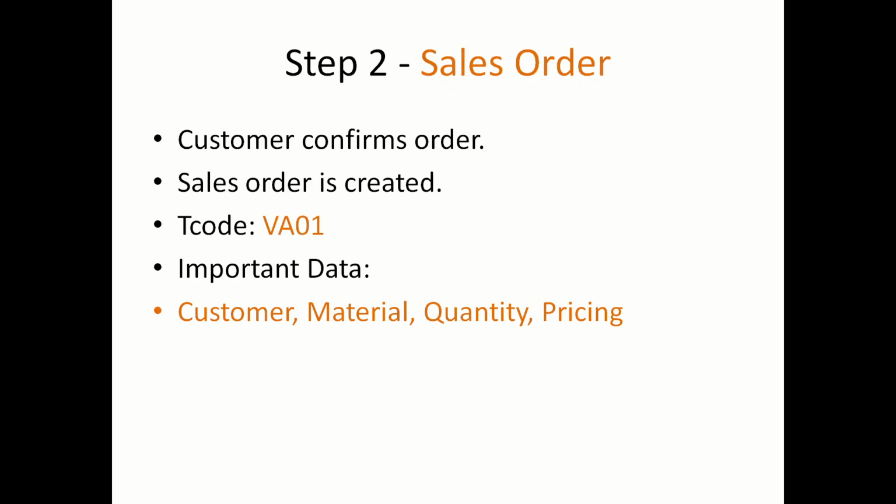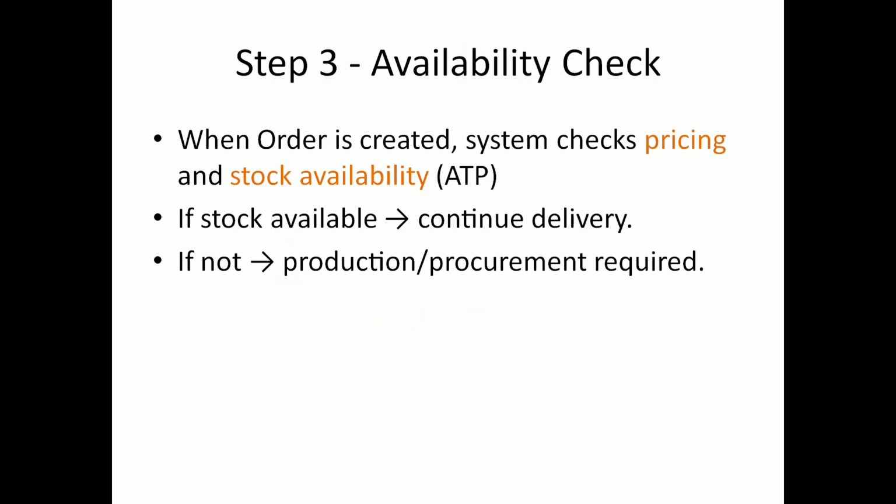After confirming the order from the customer, the sales order is created by the sales team by using the T code VA01. The important data while filling the sales order are customer, material, quantity and price. When the sales order is created, the system checks the pricing and the stock availability. If the stock is available, then delivery is done. If it is not there, then production is required.